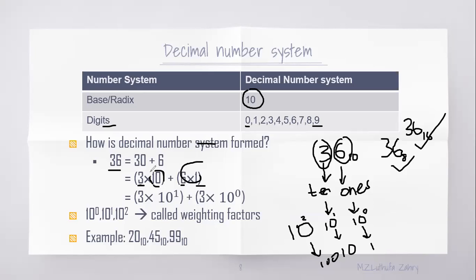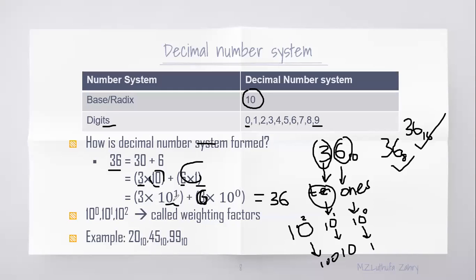This can also be written as 3 into 10 to the power 1, because this 3 is in the tens place, and this is 6 into 10 to the power 0, the ones value. All that together will give you 36 as the value.